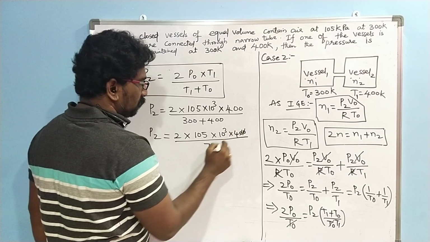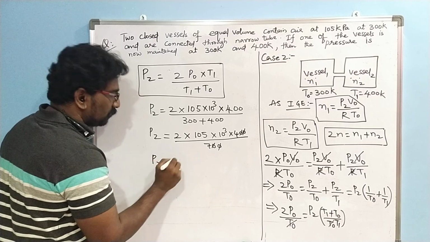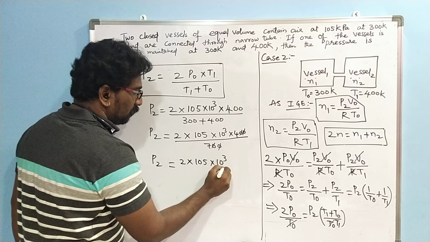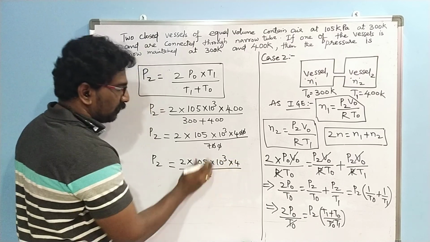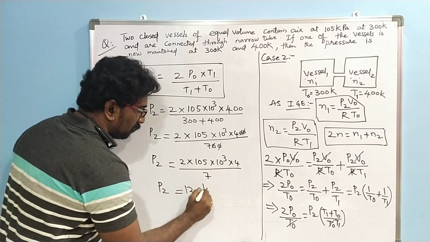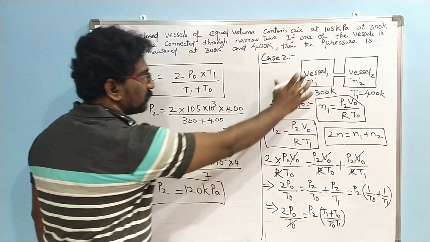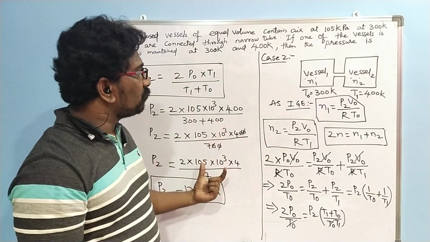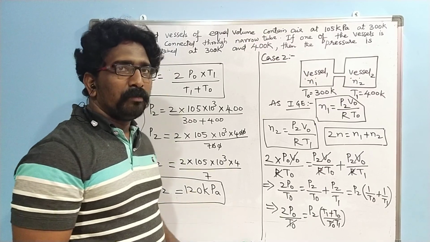The 2 zeros are going to be cancelled here. So ultimately this is equal to 2 into 105 into 10 power 3 into 4 divided by 7. If you solve this, the answer we get will be 120 kilopascal. This will be the final pressure of the entire setup once the temperatures have been increased. So the final pressure for this numerical will be P2 is equal to 125 kilopascal.